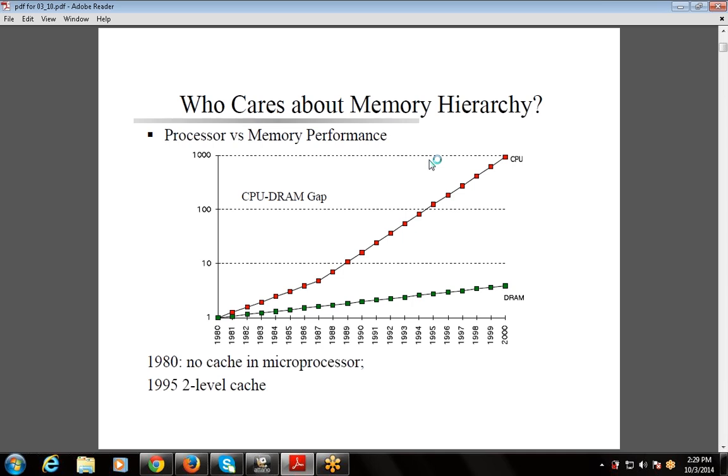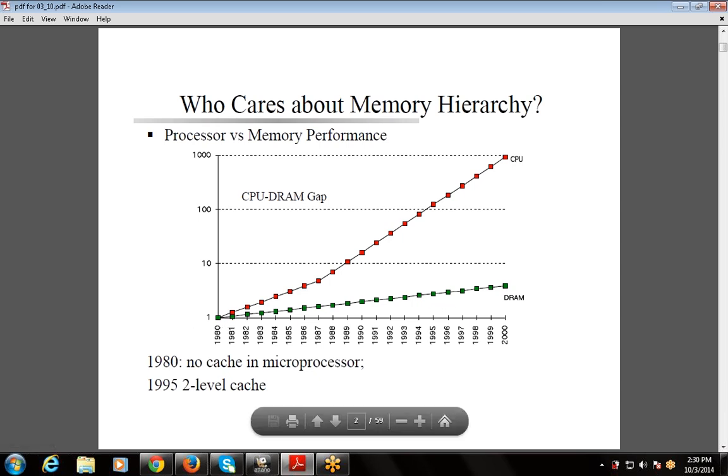Who cares about the memory hierarchy? That is processor versus memory performance. That is the main topic: what is the impact on the performance of the program, or the impact of cache on the program. That is processor versus memory performance. So there is a CPU and dynamic RAM gap. This is the gap between the dynamic RAM and the CPU.